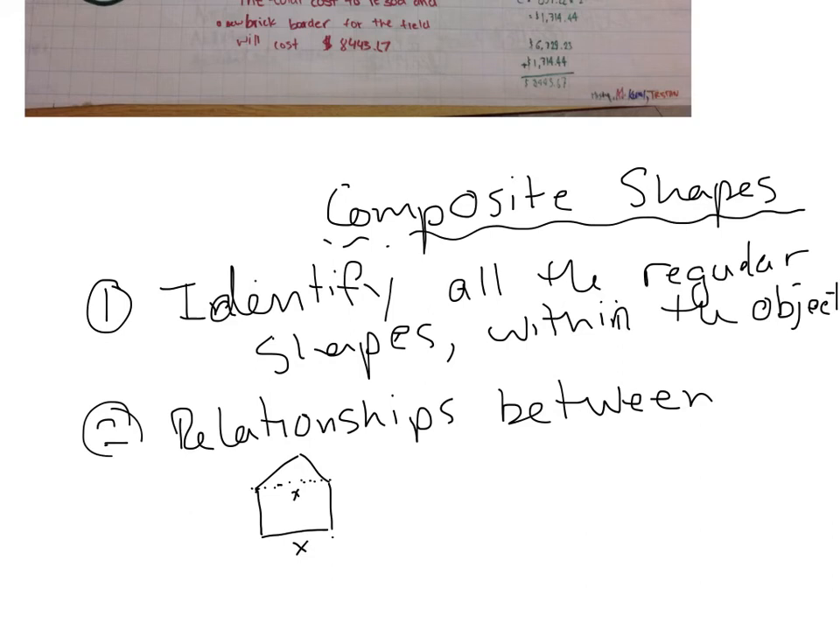So in our problem earlier today, you had to realize that the width of the field was also equal to the diameter of the half circles on either end.